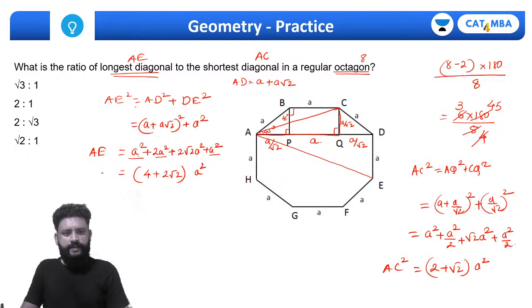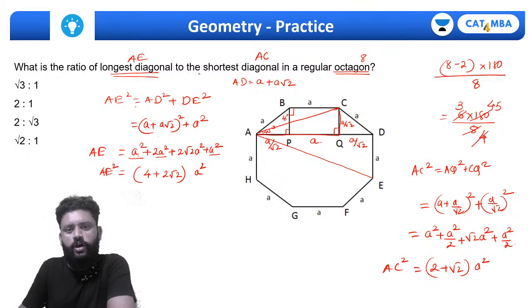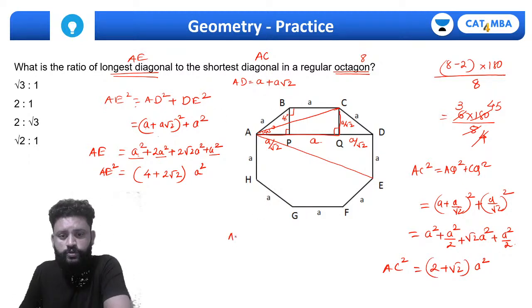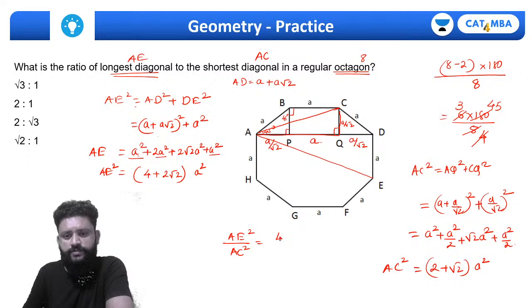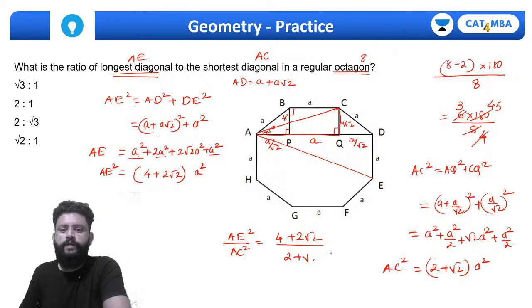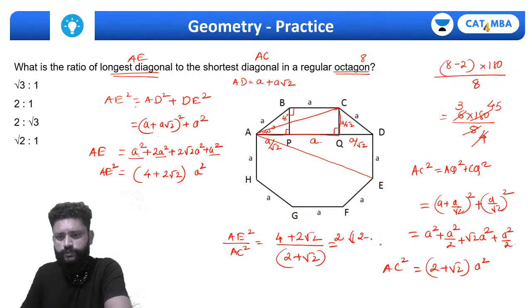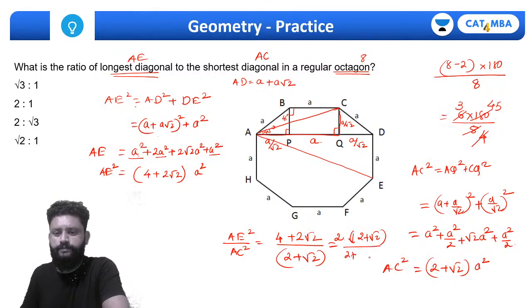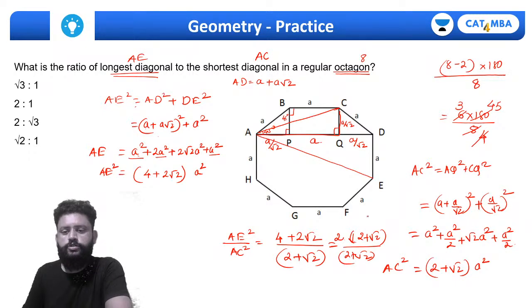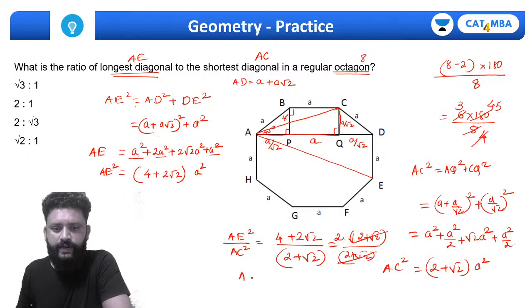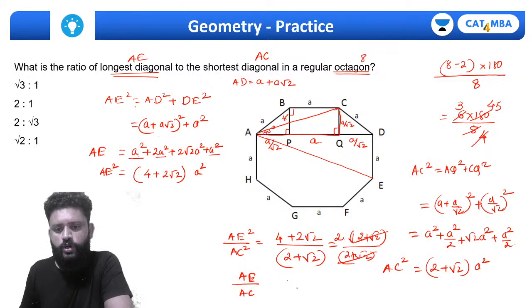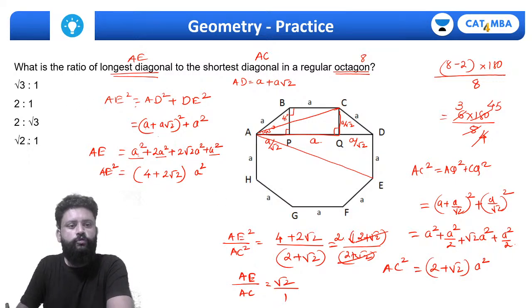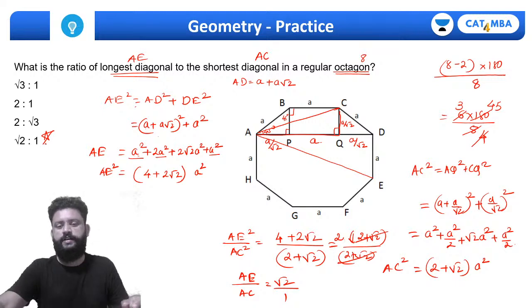4 plus 2 root 2 into A square, that is AE square. Okay, so we are supposed to calculate the longest diagonal and shortest diagonal का ratio हमें निकालना है. So can I say AE square upon AC square is equal to, this A square will get cancelled, it is 4 plus 2 root 2 upon 2 plus root 2. If we take 2 common here, this will be 2 in bracket 2 plus root 2, which is same as denominator. This will get cancelled, 2 by 1. And if we take the square root, we'll get AE upon AC as root 2 upon 1. So root 2 upon 1, that is answer option D, you can say. That's the correct answer.